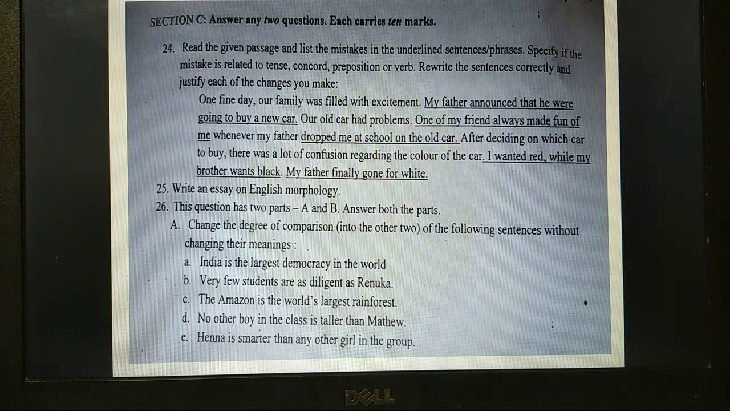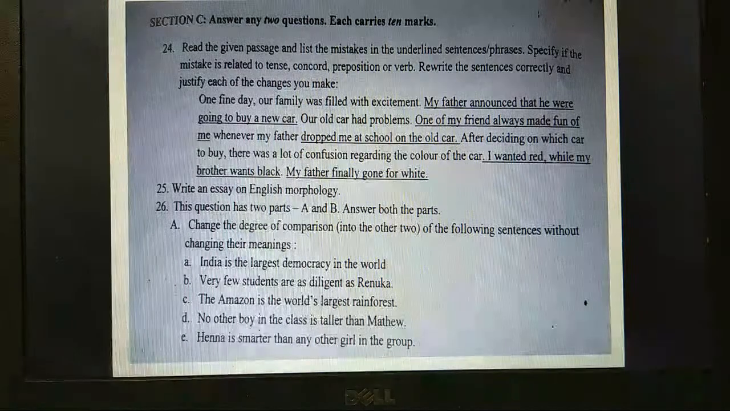Now, the positive is: no other rainforest is so large as the Amazon, or no other rainforest is as large as the Amazon. Now, number D: No other boy in the class is taller than Matthew. The given sentence is comparative degree. We have to change it into positive and superlative.